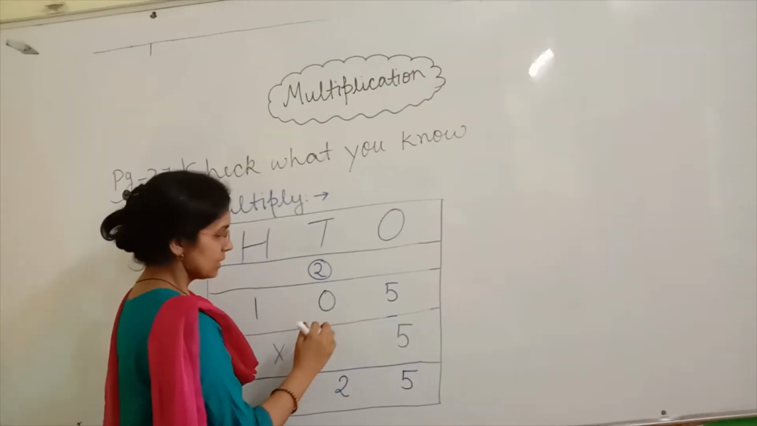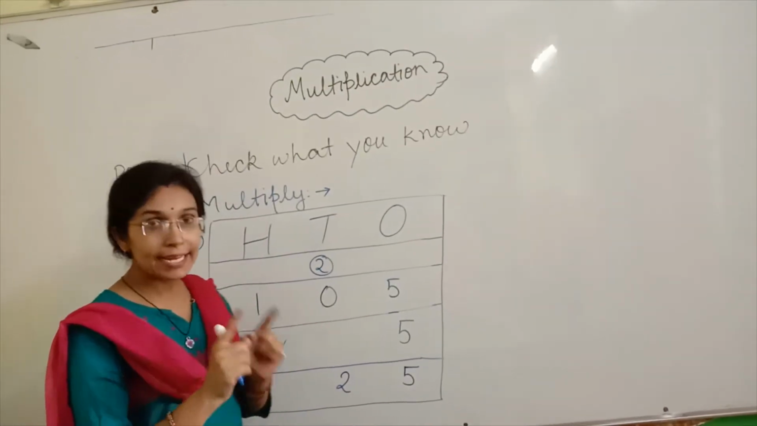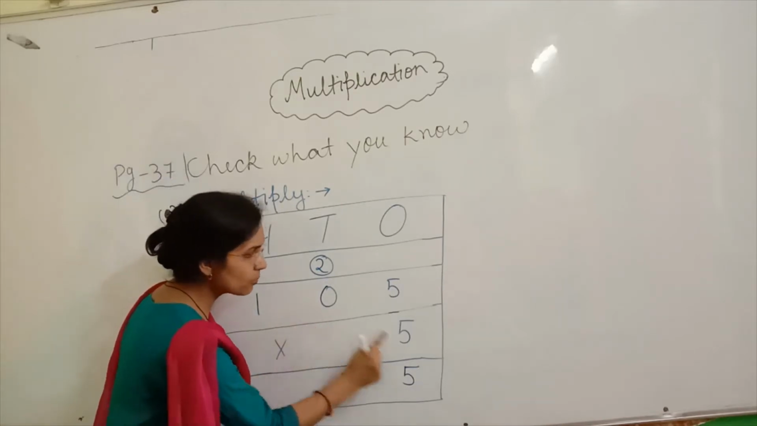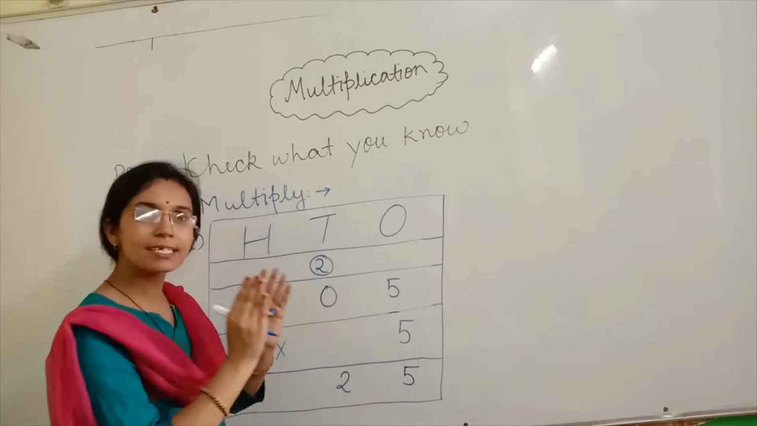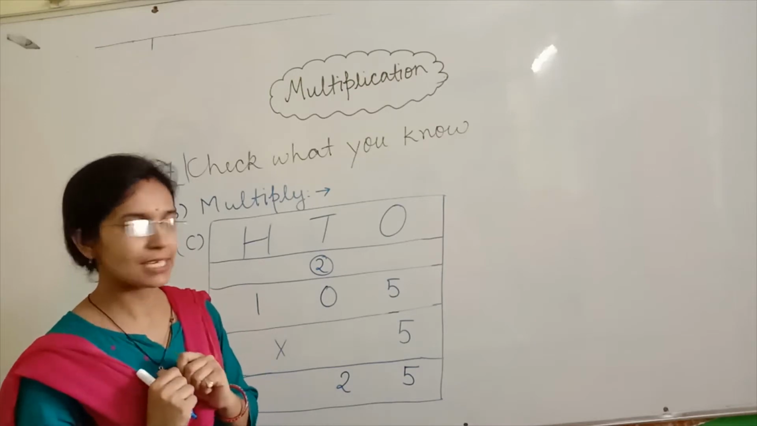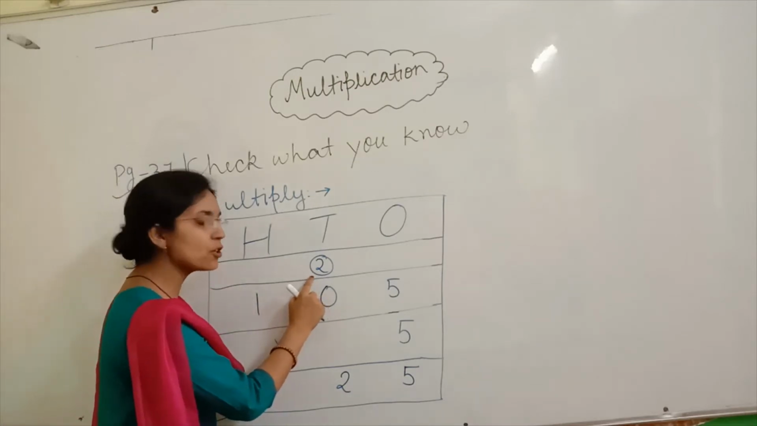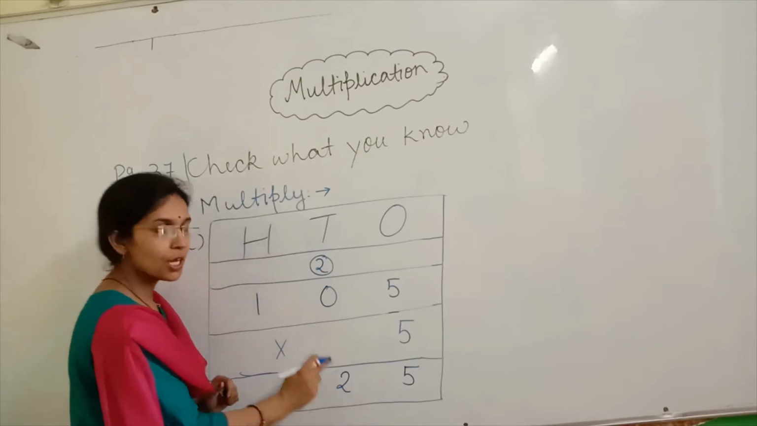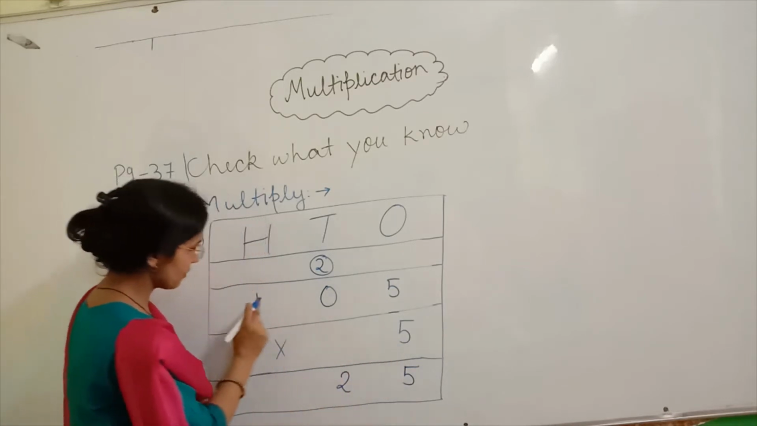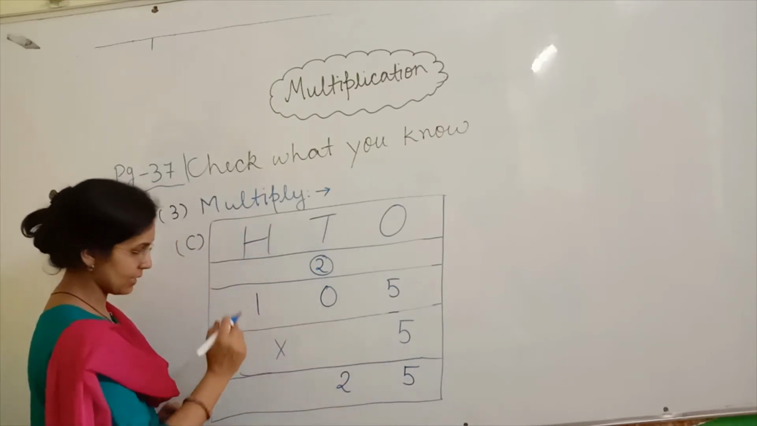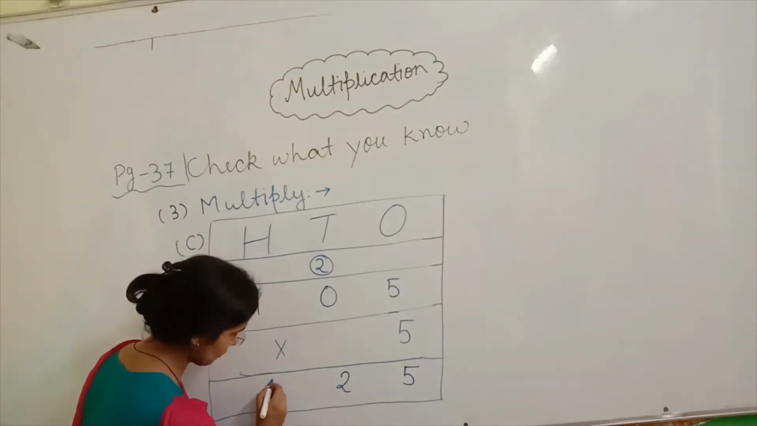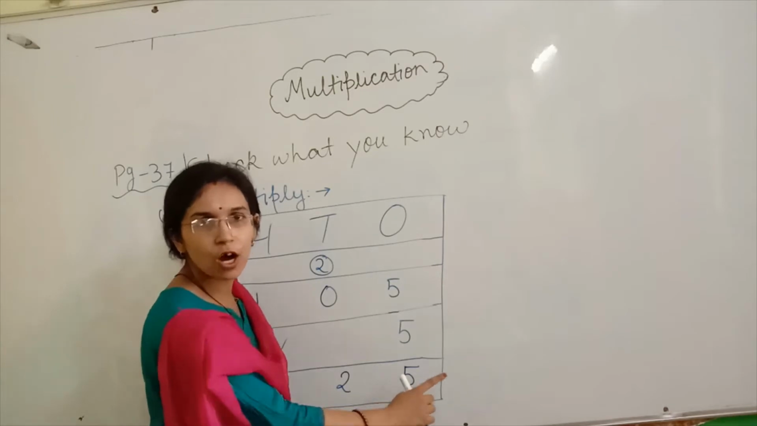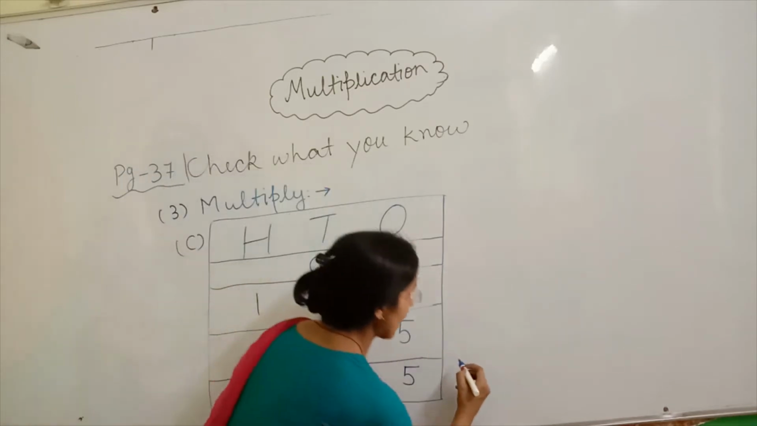Children, when we multiply any number by 0, we get 0. Suppose 0 multiplied by 5, we get 0 as a product. And we'll add this carry over to the 0. So we'll get 2. Now 5 multiplied by 1, and here we will write down 5. So this 525 is your product.